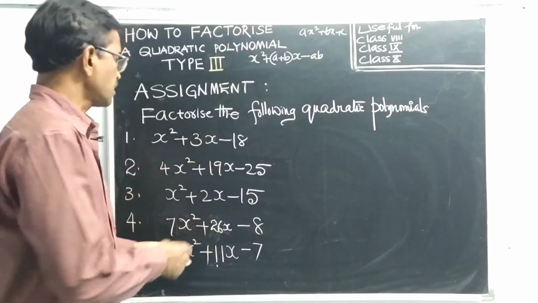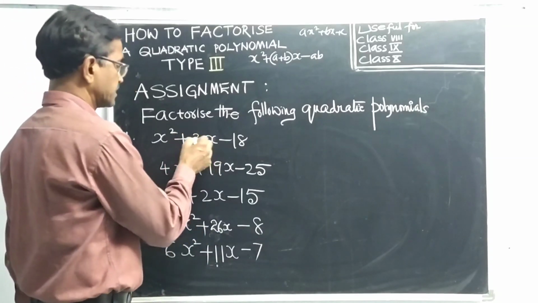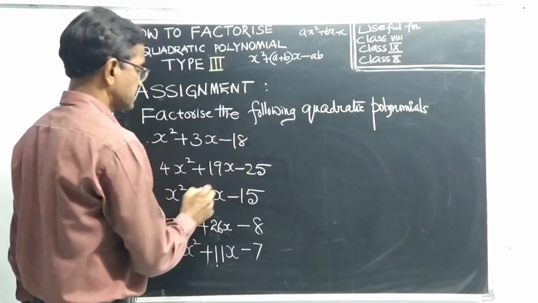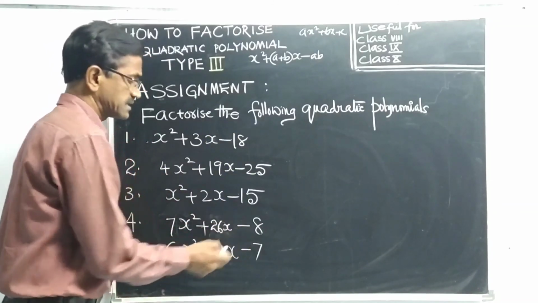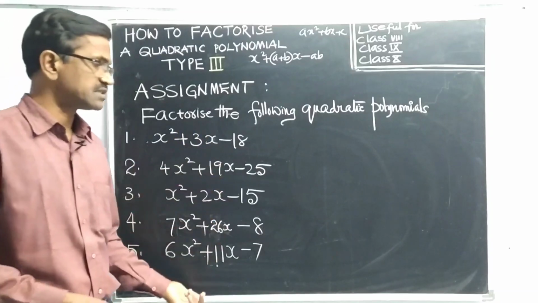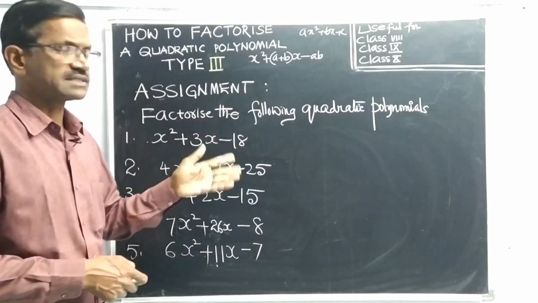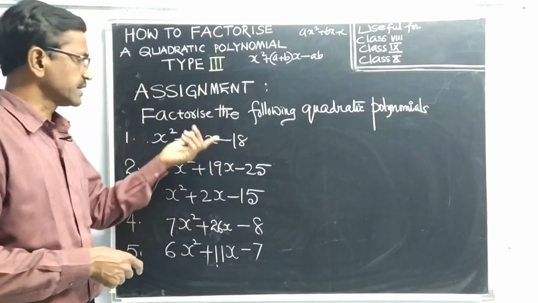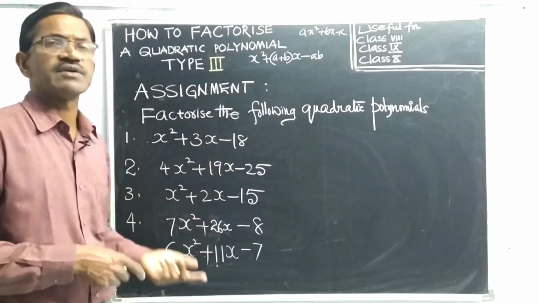In all of these, the x coefficient is positive and the product is negative. So see here, plus minus, plus minus. To solve these problems, once again you have to revise the solutions of the previous questions and then factorize all these 5 questions.